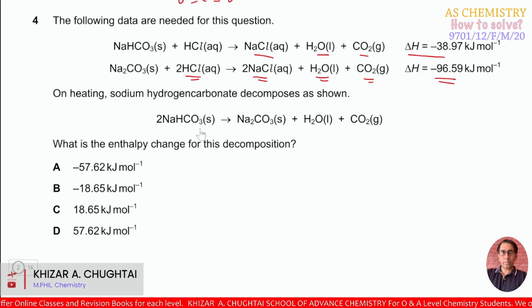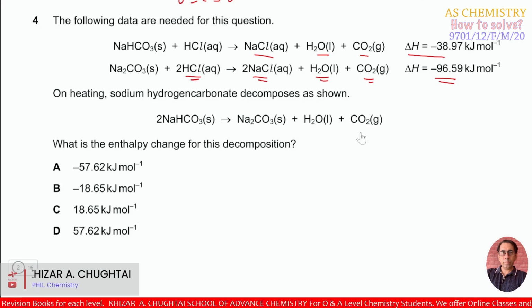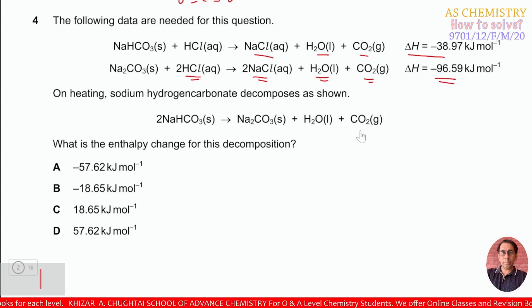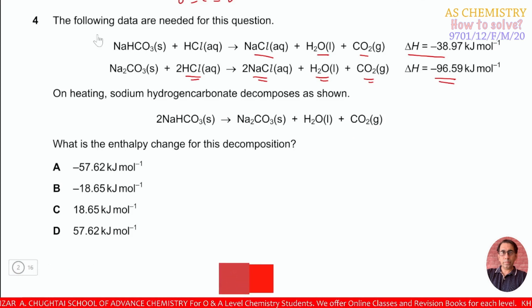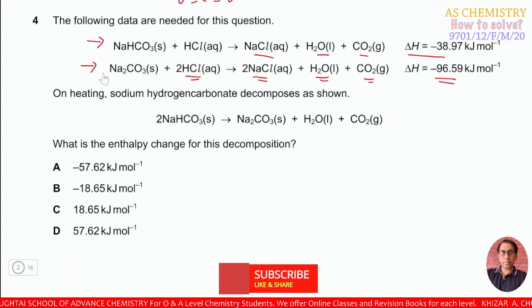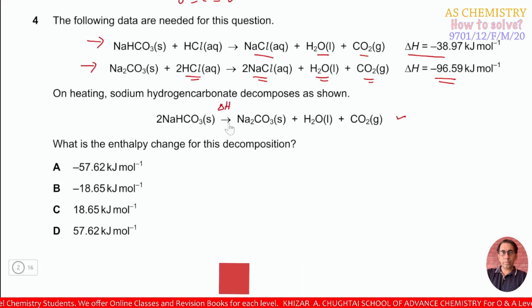On heating, sodium hydrogen carbonate decomposes as shown. Sodium hydrogen carbonate changes into sodium carbonate plus H2O plus CO2. What is the enthalpy change for this decomposition? Here are two given equations, and I'm going to connect these two equations with this one. This is the final equation for which we are going to find the enthalpy change, delta H, and in this case, we are going to connect these two equations.